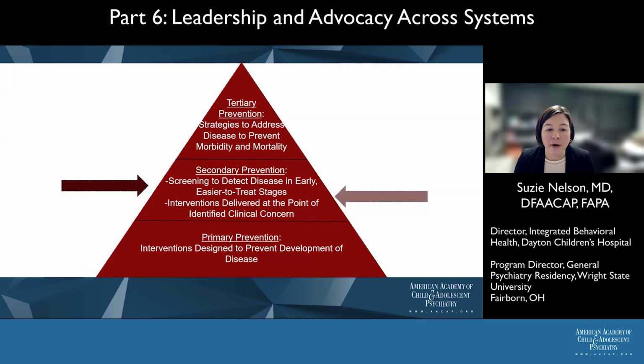Collaborative and integrated care is really focused a little bit more in this secondary prevention space, wherein we want to be able to screen more widely to detect disease in early and easier to treat stages. And the interventions are delivered as close to the point of the identified clinical concern as possible. And so by bringing collaborative care and integrated care models into the pediatric primary care space, we do better at being able to achieve this secondary prevention space in mental health care delivery.